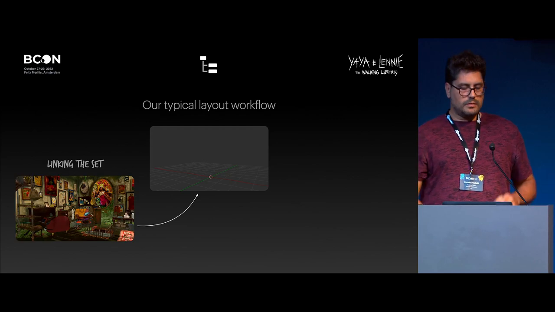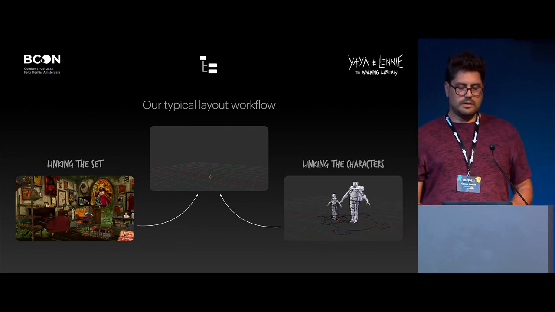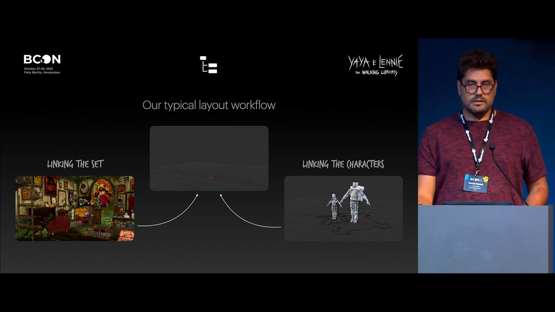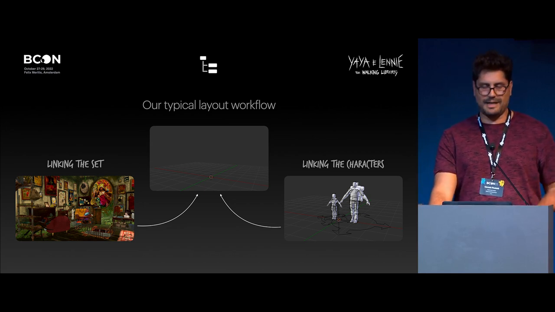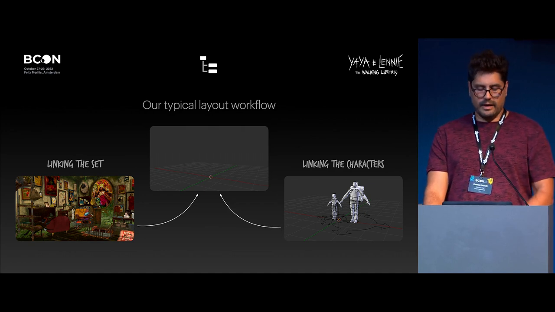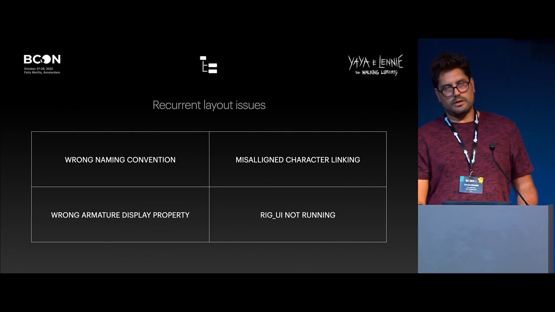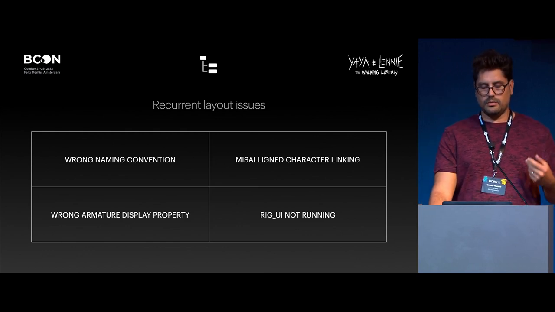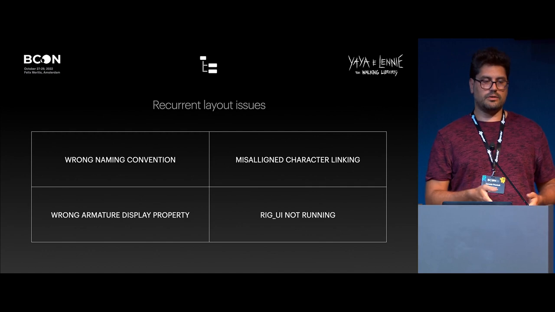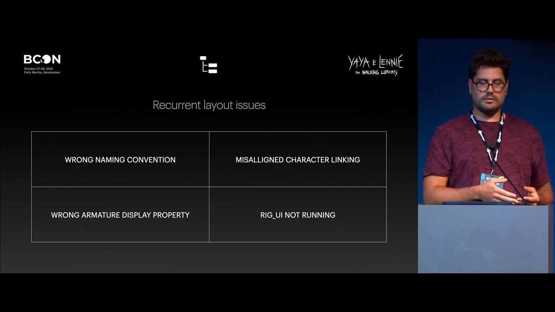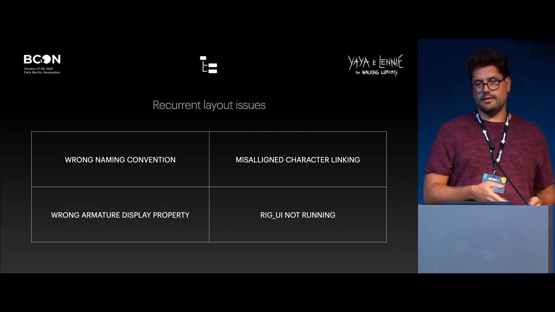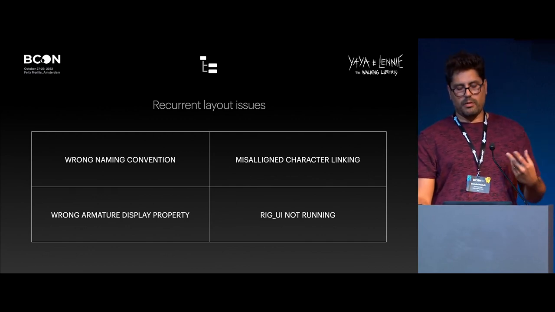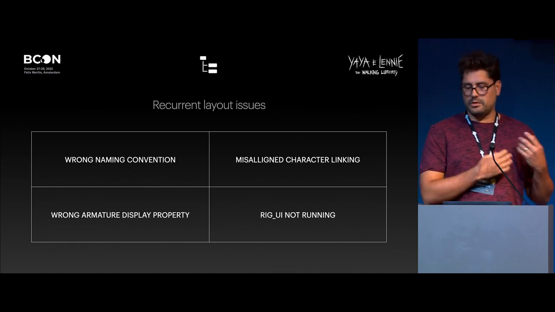Our typical layout workflow is pretty simple. You just have to take the set, take the characters, and link them into an empty file. Usually it doesn't require that much explanation, but even though that is quite easy, there are some recurrent layout issues. You might not have named your collection correctly when you link it. You might not link your character at the world center, and if you don't notice that problem before you start animating, then it is hard to recover the same position. Probably you won't display correctly all the armatures, or the rig UI was not running.